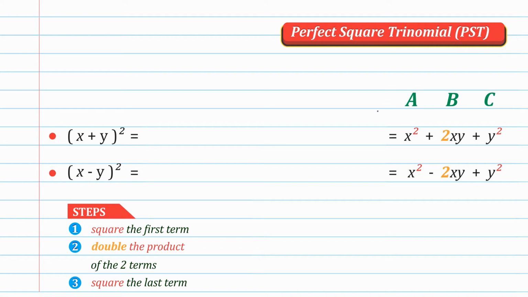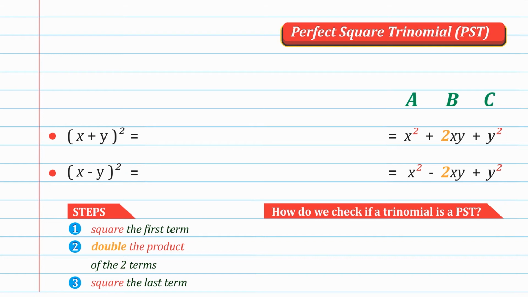Gamitin natin yung 3 steps natin kanina. Ito. Here on the left as basis, let us ask these questions. Kung ito, x squared, is the square of the first term here, edi dapat perfect square ito. So the first question that we should ask is: is the first term a perfect square? If the answer is yes, question 1 done.